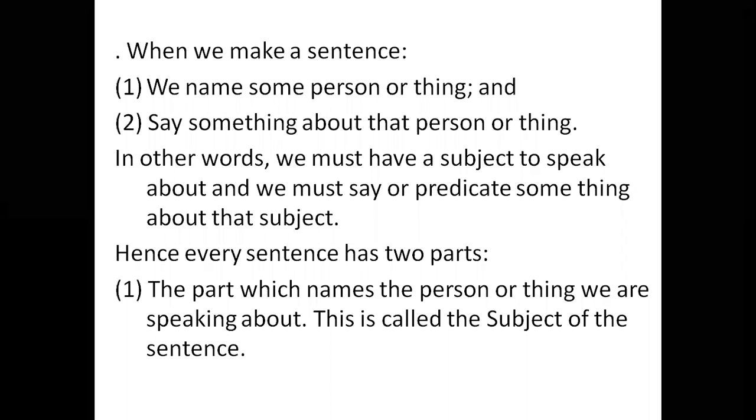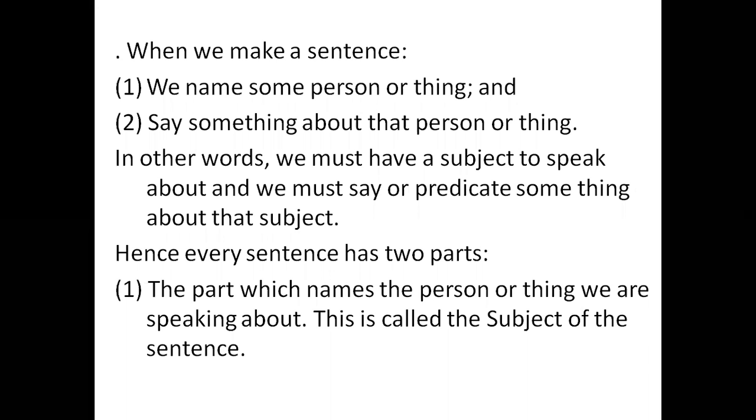When we make a sentence, we name some person or thing, and say something about that person or thing. For example, Rajalakshmi is a teacher. Here Rajalakshmi is a person. What may be the summary? Say something about the person: Rajalakshmi is a teacher.